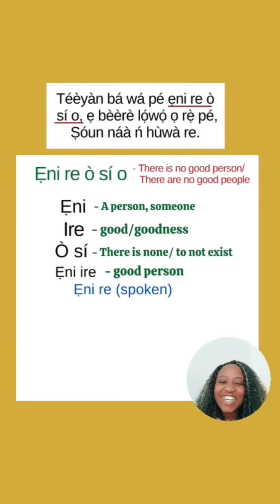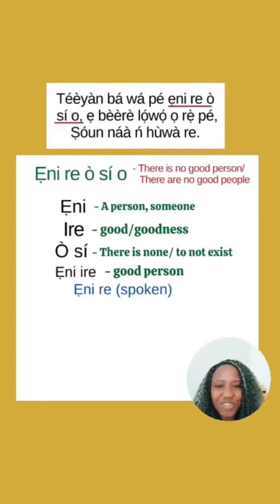All right, so ire means to have good behavior, to do good things, goodness in a kind of way. So when you have a good character or a good personality, or you're very giving, that is ire. So do you do good to people? Enire. Could you say kò sí enire?